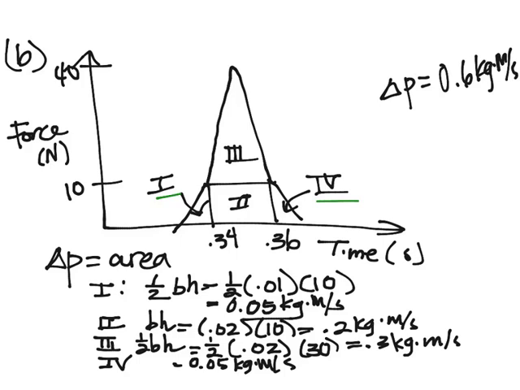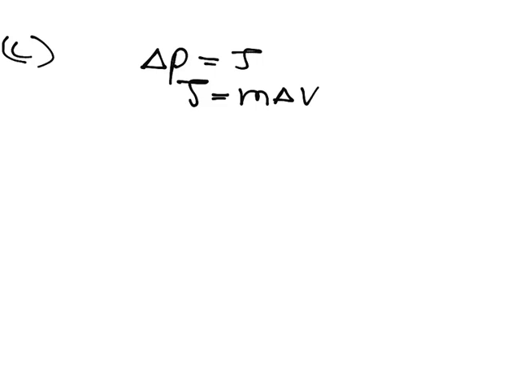Okay, in part C, we want the mass of the cart. And of course, we're going to use delta P is equal to J, and J is equal to M delta V. Okay, so we know from the last one that the change in momentum is going to be 0.6. I'm going to argue that it's actually negative 0.6 because we see the momentum decrease. So we have negative 0.6 is equal to this mass we want to know times change in velocity.